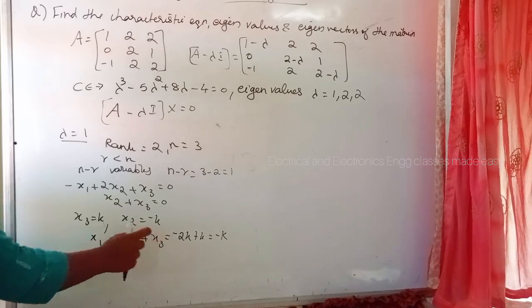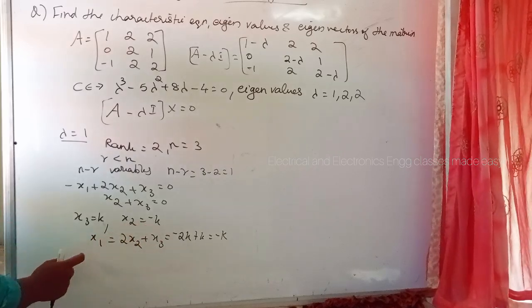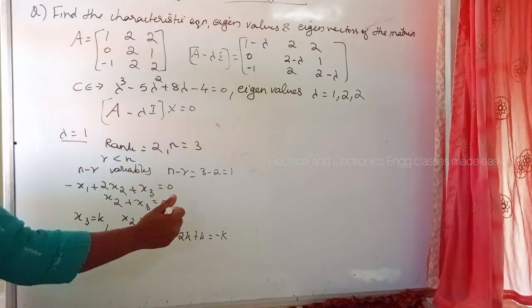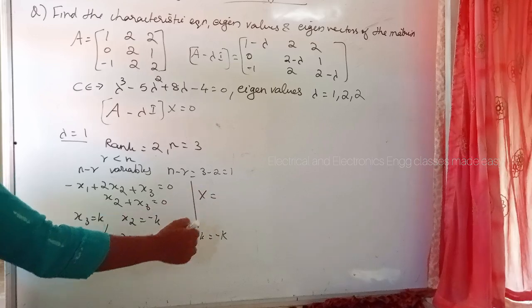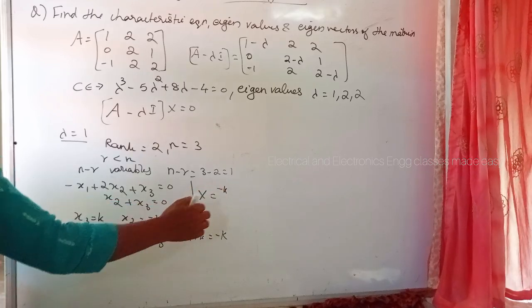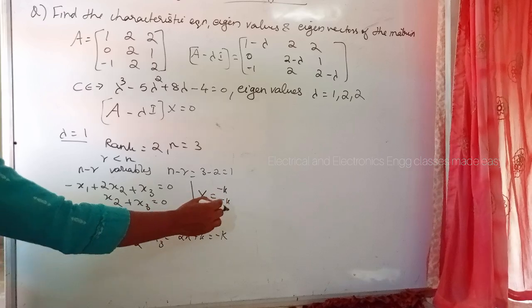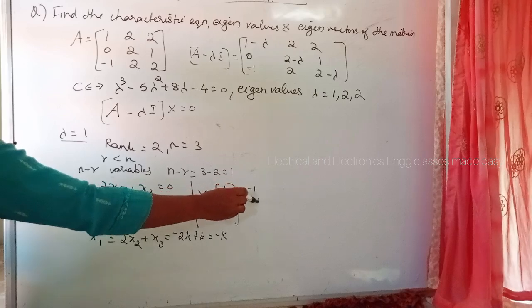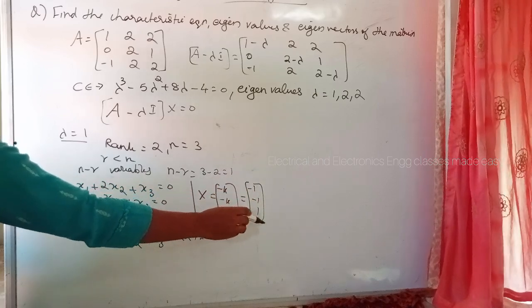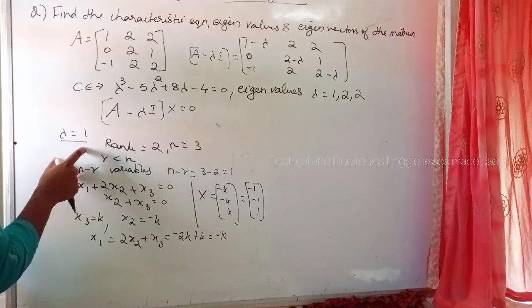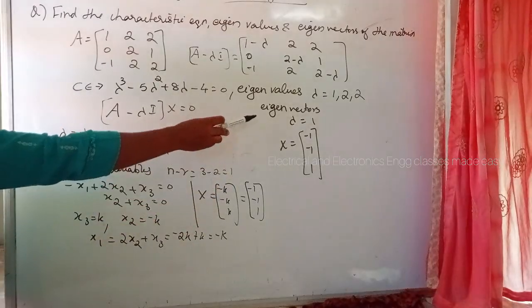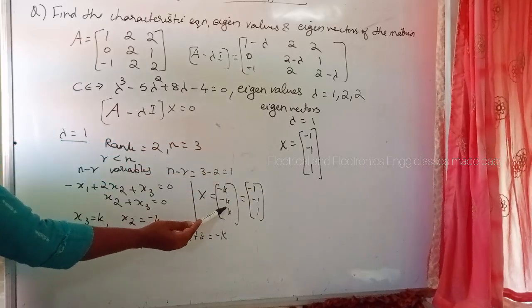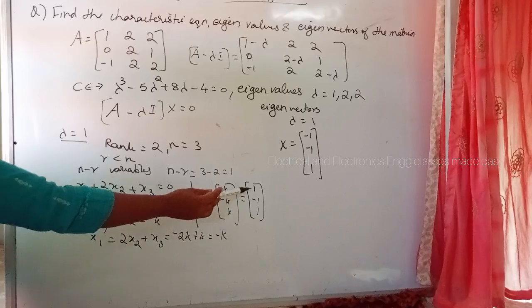So x1 is minus k, x2 is minus k, and x3 is k. So when lambda is equal to 1, the eigenvectors are x1 = minus k, x2 = minus k, and x3 = k. If k is equal to 1, then we can write minus 1, minus 1, 1. So this is the eigenvector for lambda equal to 1. So the eigenvector corresponding to lambda equal to 1 is x equal to minus 1, minus 1, 1. Or you can put the value k equal to negative 1 also, then it will be 1, 1, negative 1.